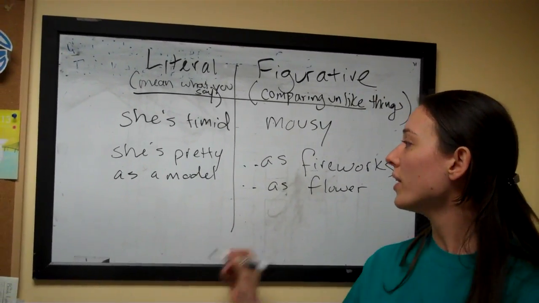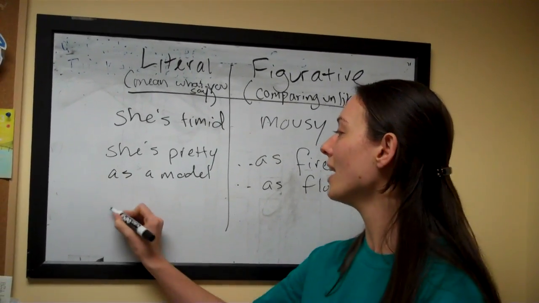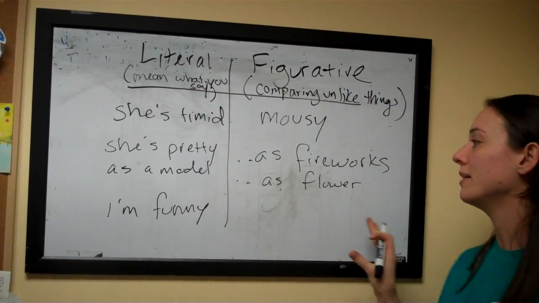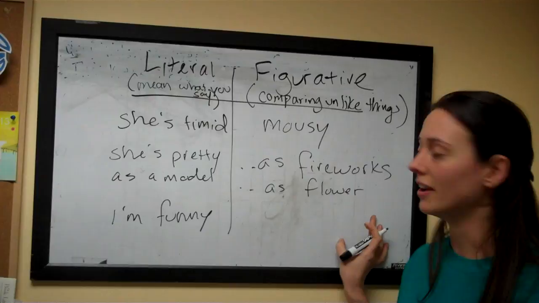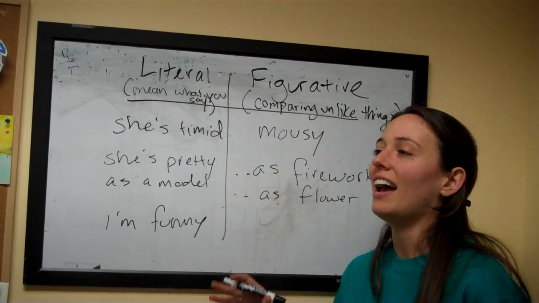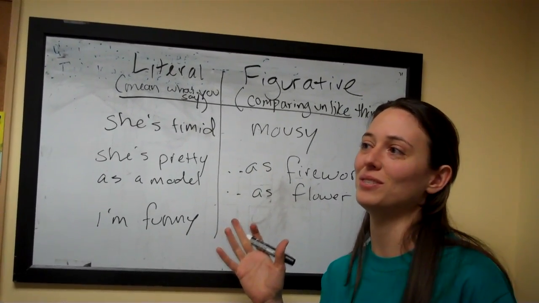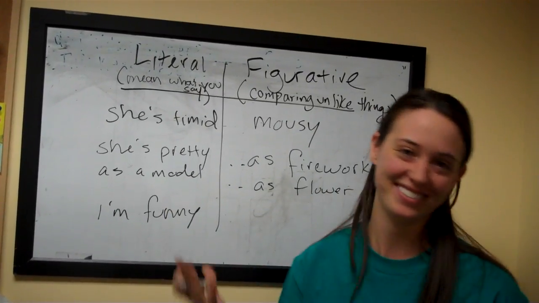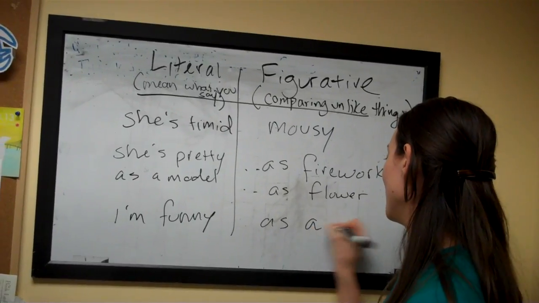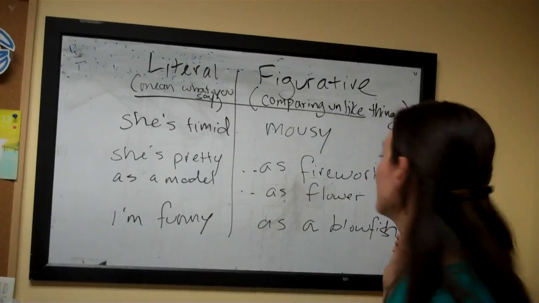Finally, you have them do it all by themselves. So you might say, okay, write down something literal about yourself. And you would have every kid write something down. So like, I'm funny. And then you would have them turn that into something figurative. So like, I don't know, as funny as a blowfish who is filled up. It's something terrible like that. But funny as whatever, as a blowfish. I'm terrible at coming up with examples on the spot, as you can tell.